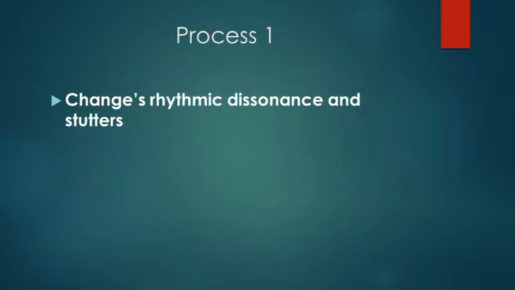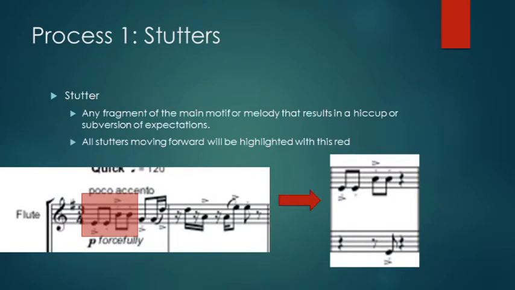Let's look at process 1 first. First, in process 1, we will look at what I'm calling a stutter. A stutter is any fragment of the main motive or melody that results in a hiccup or a subversion of expectations. You can see stutters on the screen, and all stutters moving forward will be highlighted in this red color I have here. First, we have the main melody, which becomes a stutter by only repeating the first two beats of it.